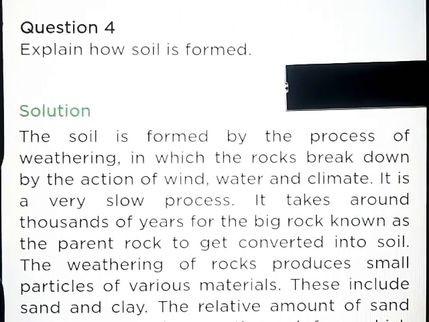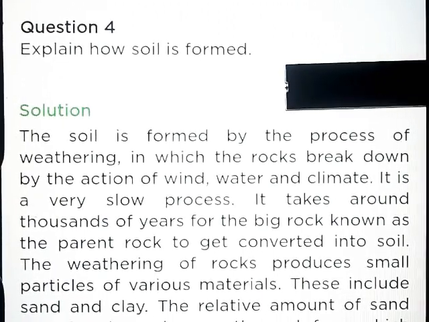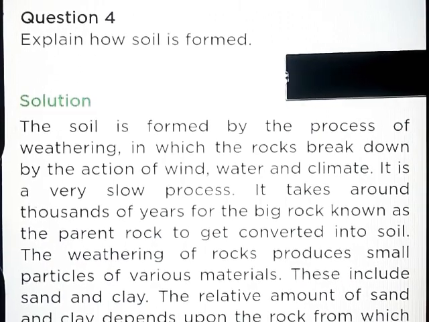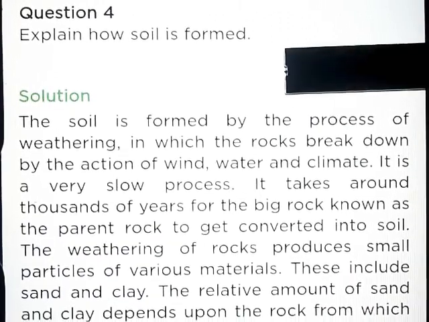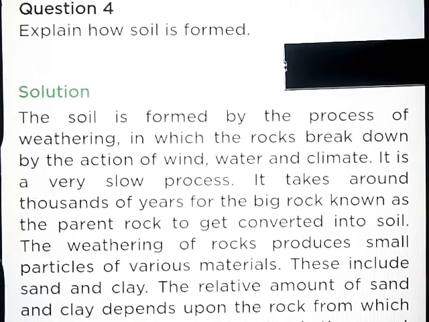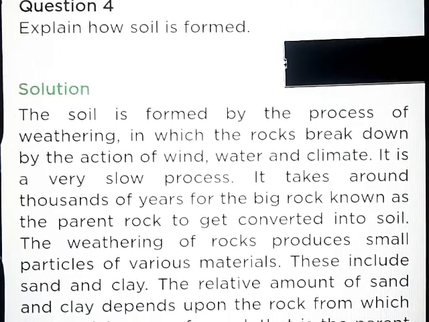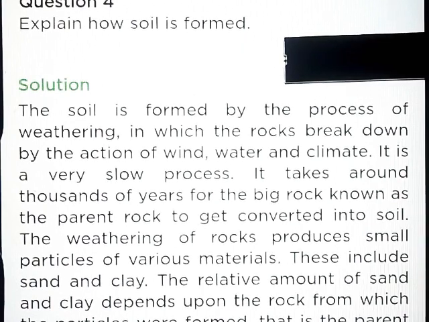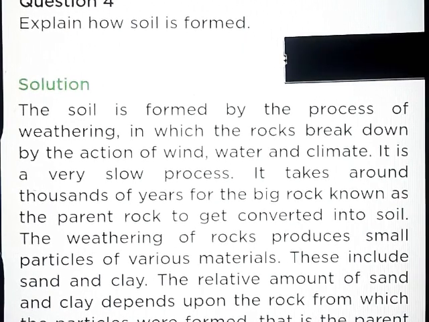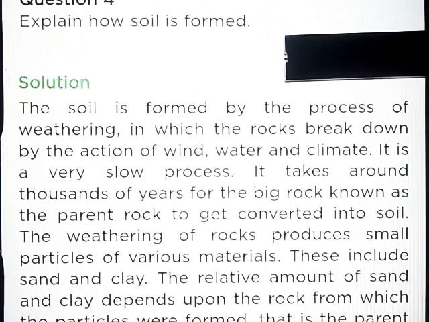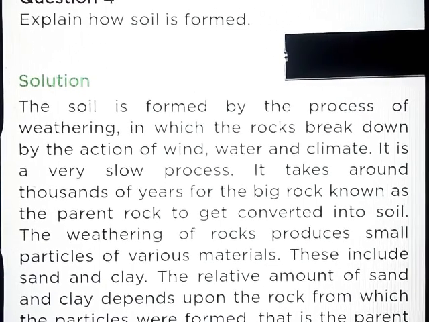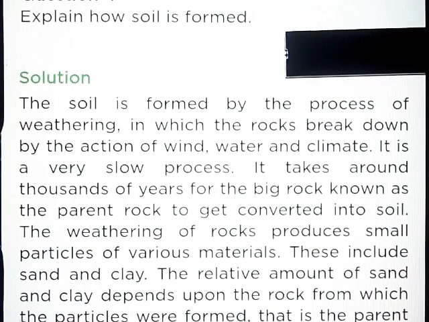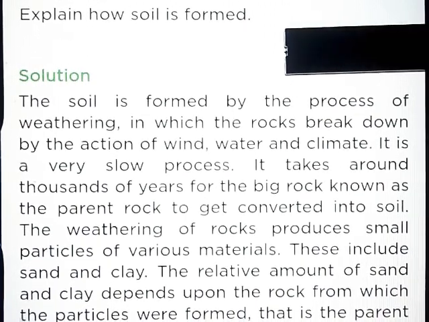Question number 4. Explain how soil is formed. Answer: the soil is formed by the process of weathering, in which the rocks break down by the action of wind, water and climate. It is a very slow process. It takes around thousands of years for the big rock known as the parent rock to get converted into soil.